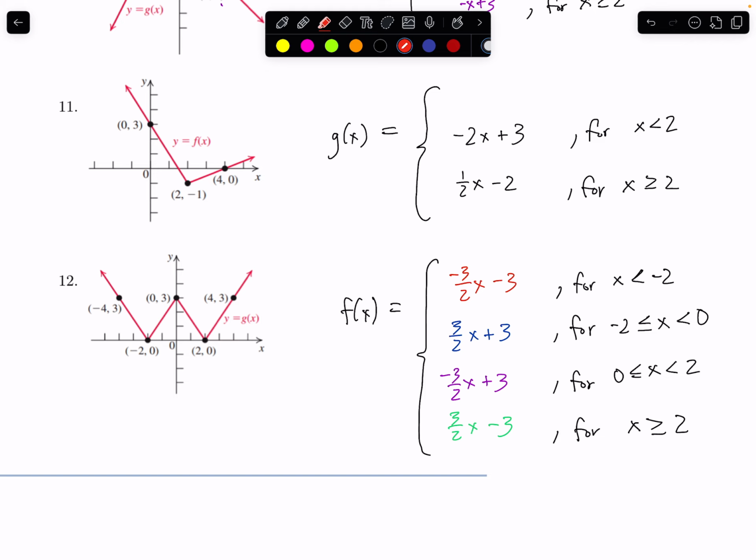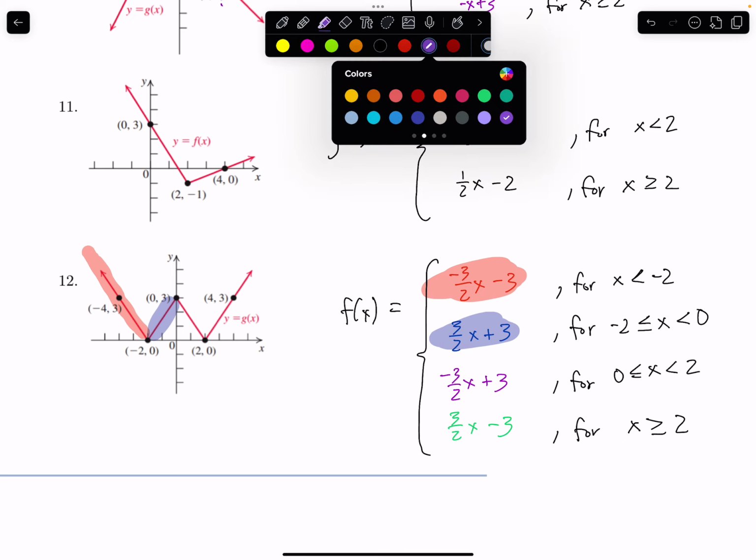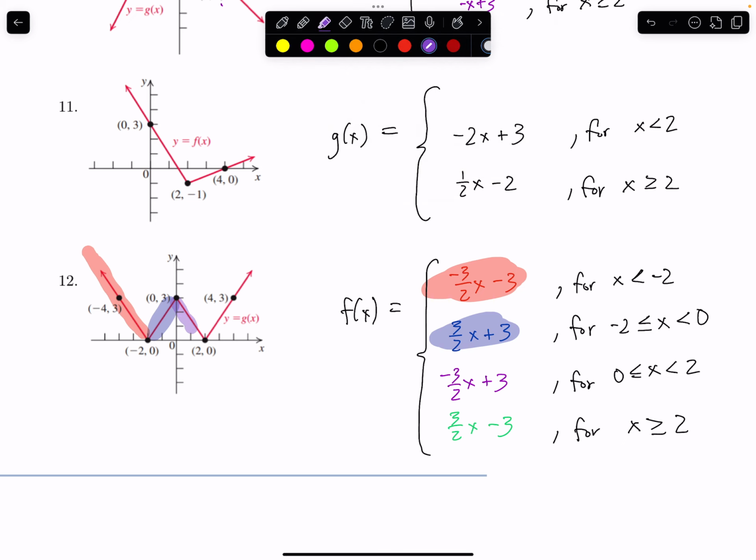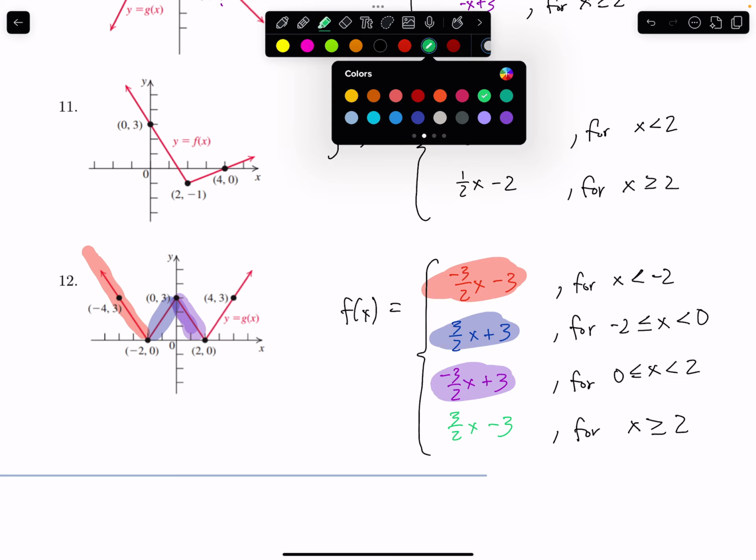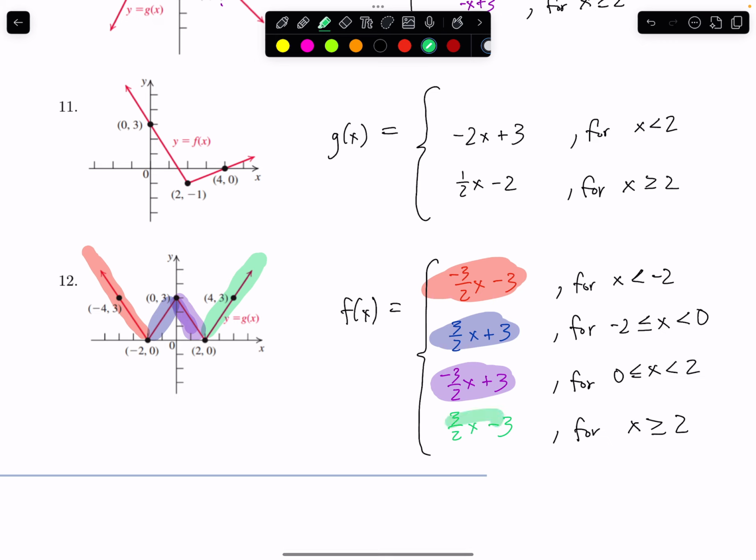And that's it, guys. I just want to match up the portions. So that's this first portion. That's this second portion here. Next is purple. That's this portion here. And then lastly is that green color right here. Oh, that made it worse. Okay.